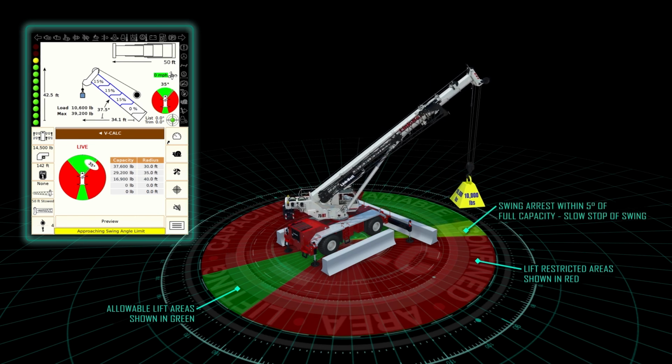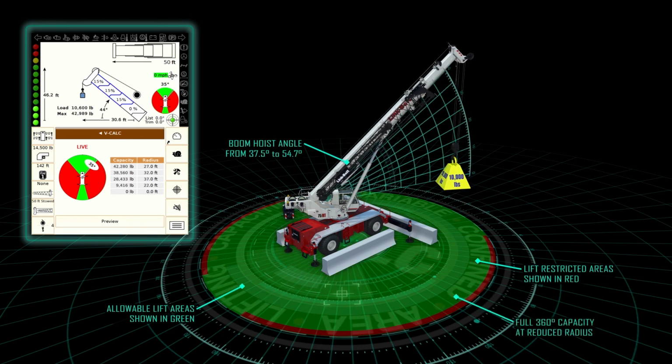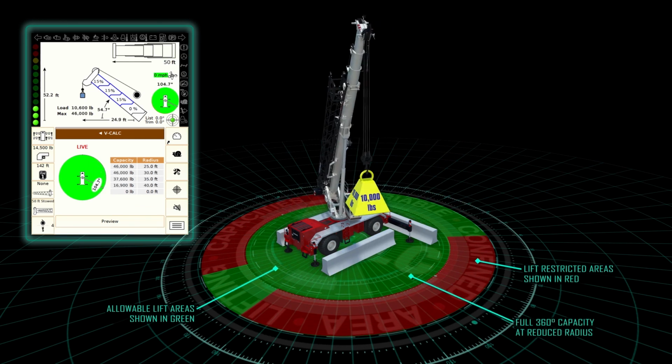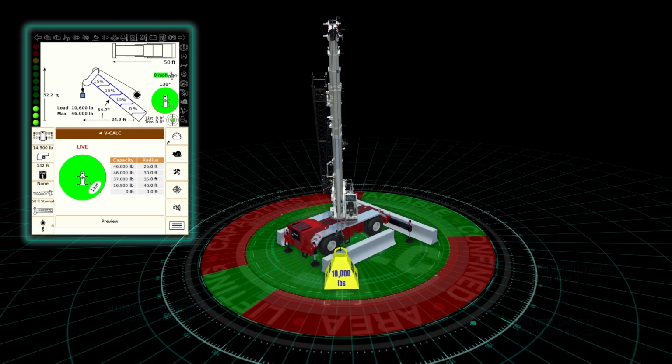As John swings the load toward the target position, the swing arrest initiates 5 degrees from the red quadrant to ensure a smooth stop of the swing. This is due to the load on hook exceeding the capacity for the red quadrant in the current configuration. To fix this, John decreases his radius by booming up, therefore increasing his capacity, allowing him to swing the load 360 degrees.